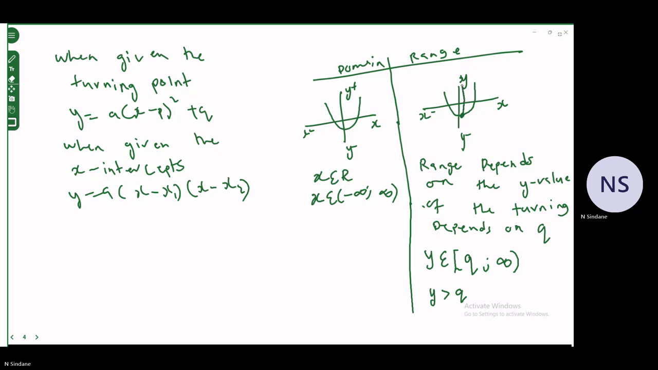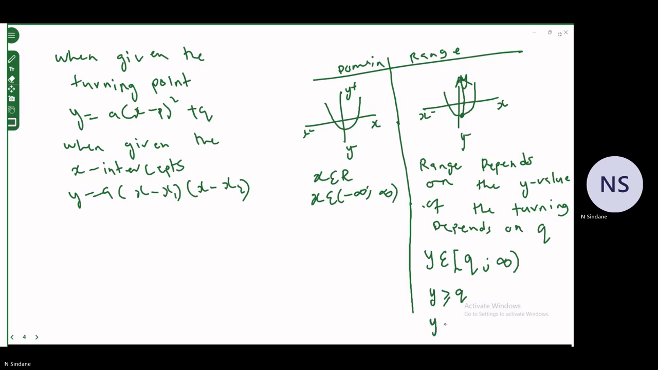My graph will always be moving from that point going up, like that, right? Hence we say it will start from Q, not per se greater than or equal to, because it starts from Q and goes up. From Q, it goes up. This is what our range depends on. It depends on Q. Hence I say, Y is the element from Q up to positive infinity, right? That is how you'll represent this in your range.